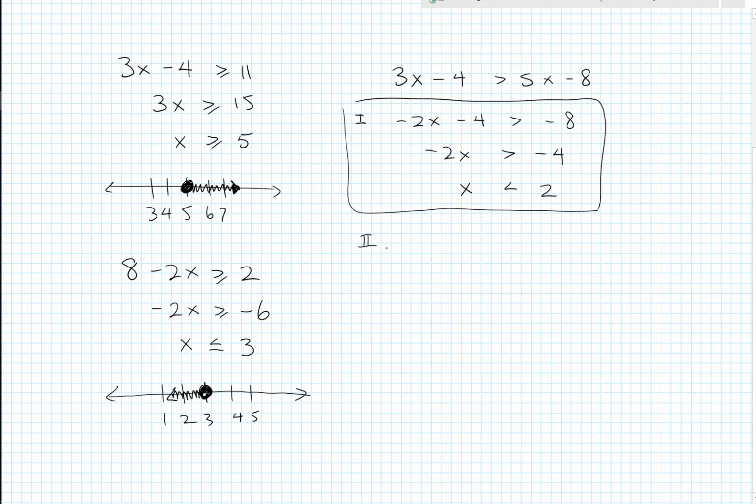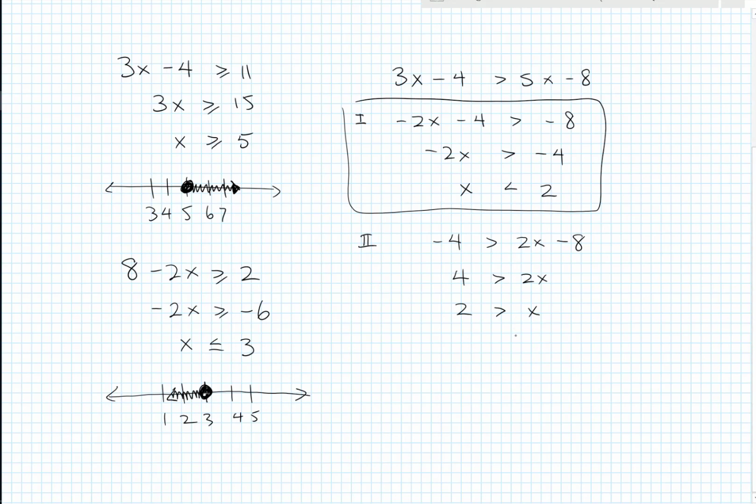What's option 2? Option 2 is that I choose to collect the like terms on the right. In other words, subtract 3x from both sides. If I subtract 3x from both sides, I just have negative 4 on the left, and I have 2x minus 8 on the right. Now I can add 8 to both sides, and then divide both sides by 2. Because I'm dividing by a positive, I don't have to worry about a sign change, and I don't have to worry about changing the direction of the inequality. If you look, all three lines have a greater than, greater than, greater than.